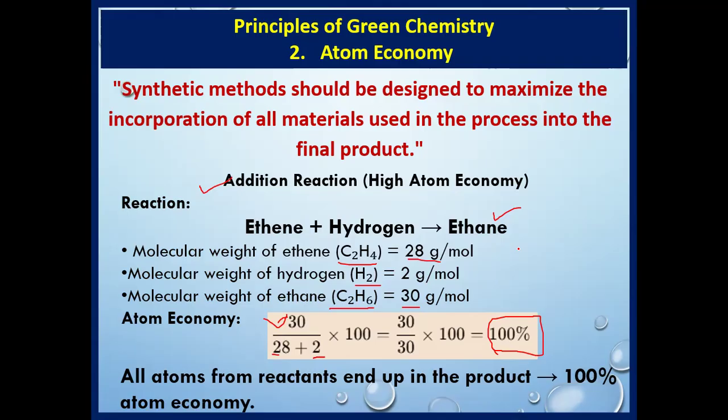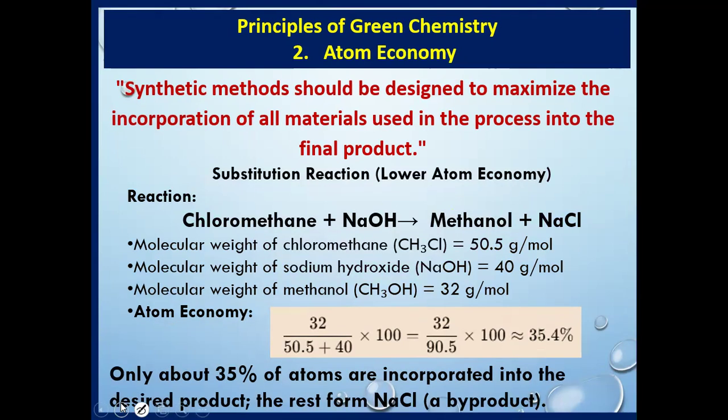So what does 100% atom economy show? It shows that all the atoms from the reactants end up in the product. That means 100% atom economy is achieved, and in such a case there is no byproduct and no other chemical released in the environment. The only product is the desired product which we want to synthesize. So this is the best example of a high atom economy reaction, that is the addition reaction.